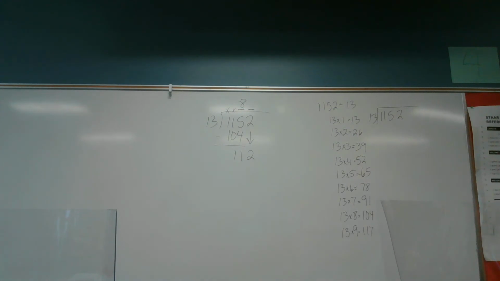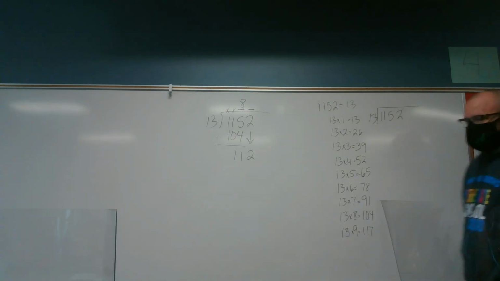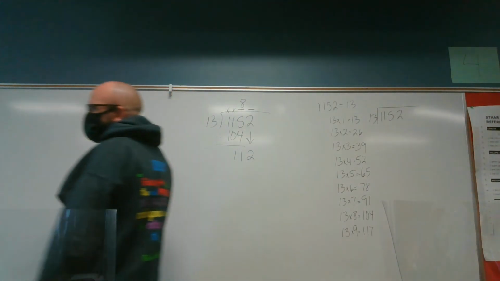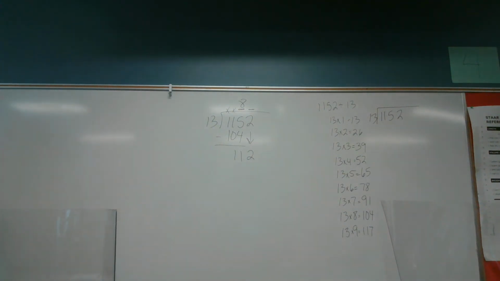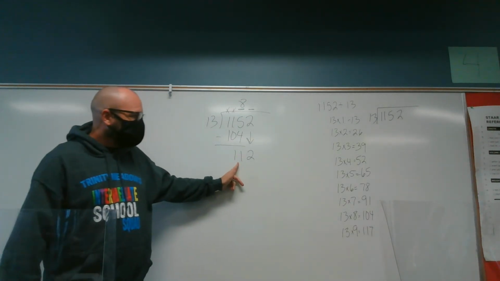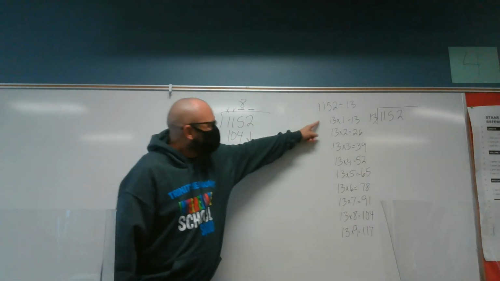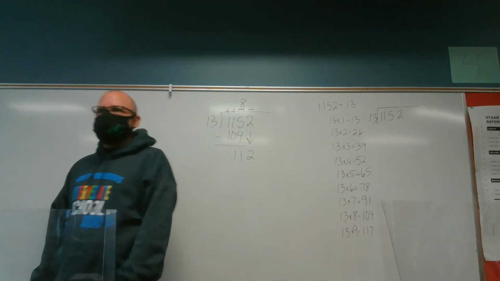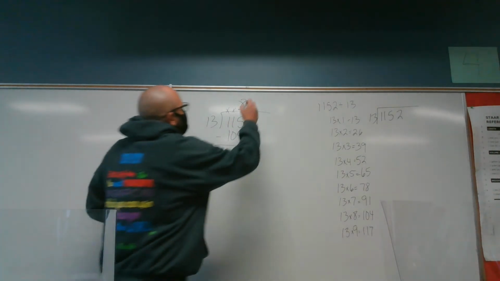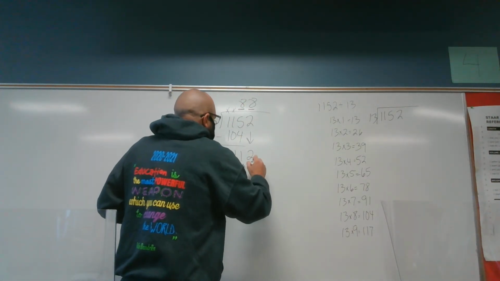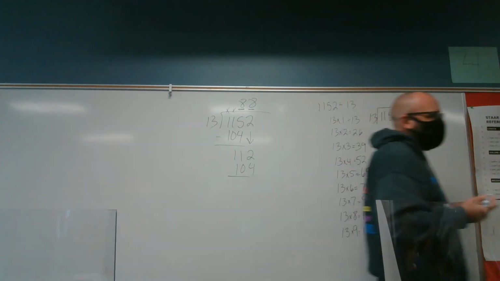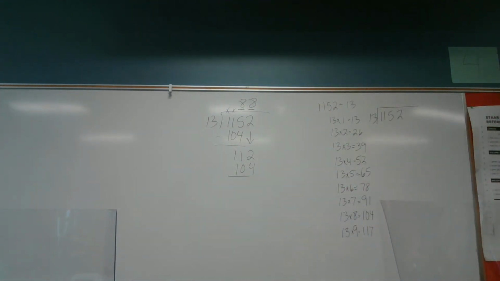Since I have my 2 there, my next number in my quotient is going to go directly above the 2. 13 into 112. I don't have my 13s memorized. Well, you should write down the multiples. I already did. Now we want to get as close to 112 as we can without going over. Oh, 13 times 8 is 104. Now I'm already going to guess that I'm going to have a remainder because I have nothing else to bring down.